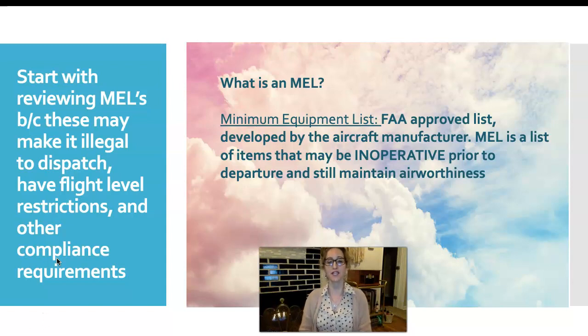So let's review what an MEL is. MEL is minimum equipment list. So it's approved by the FAA, but developed by the aircraft manufacturer. So let's say you're flying a Boeing 747. There's an MEL for that aircraft, and there's one for Boeing 737, and so on. Each aircraft type has a separate MEL. An MEL is a list of items that may be inoperative prior to departure and still maintain airworthiness.